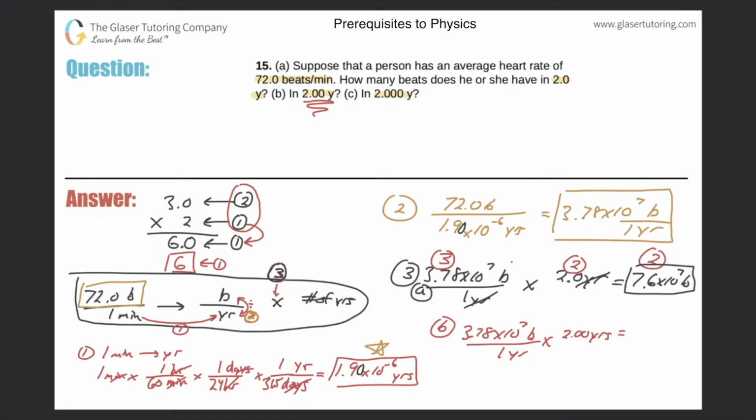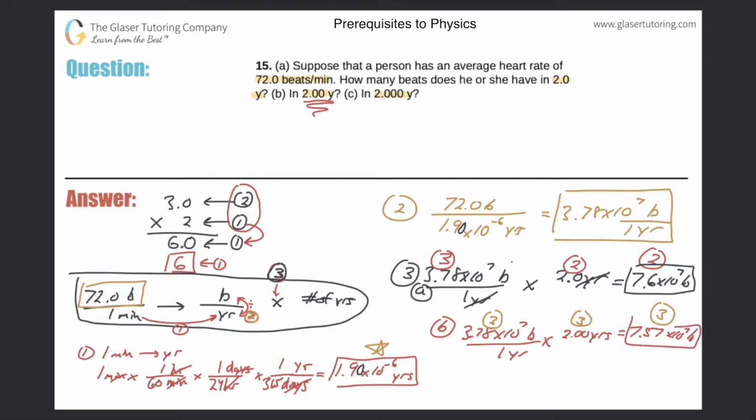Now notice I have 3 significant figures in the first number, 3 significant figures in the second number. Therefore, my answer now should have 3. So when we do the math, you don't even have to plug it in again to the calculator. You can just use the number that's there already. But the number should be 7.57 times 10 to the 7th beats.